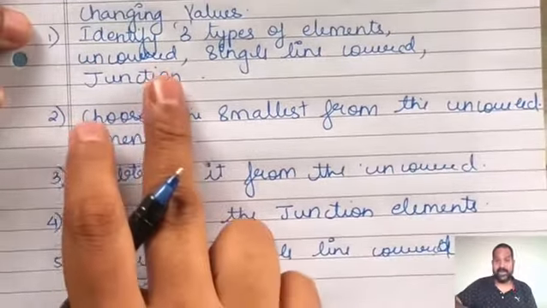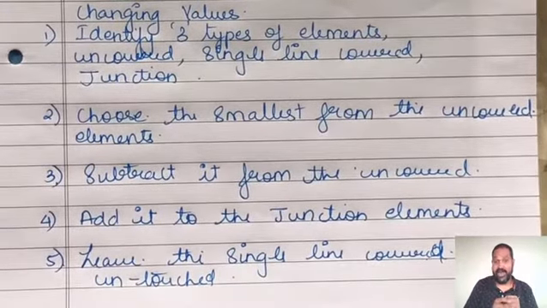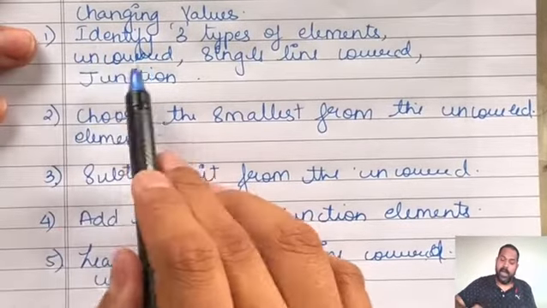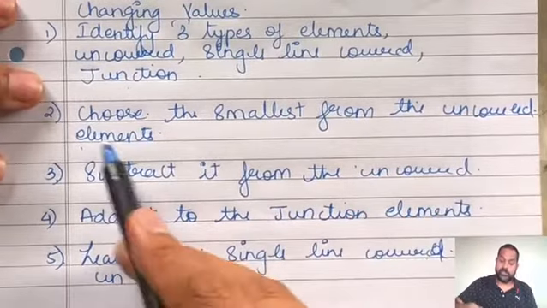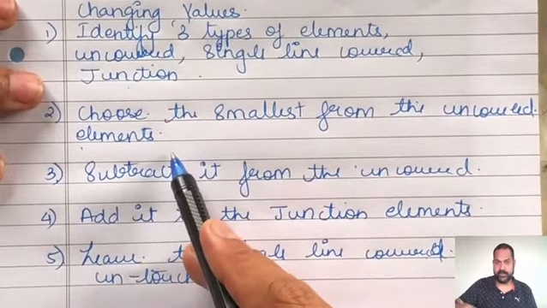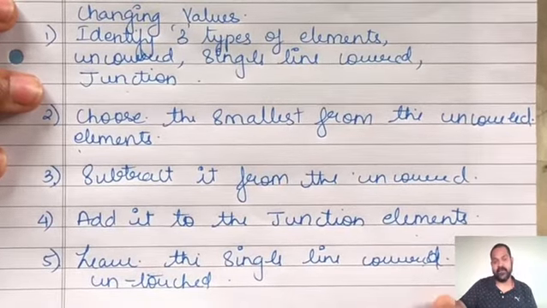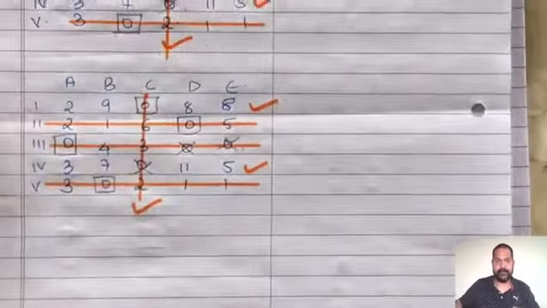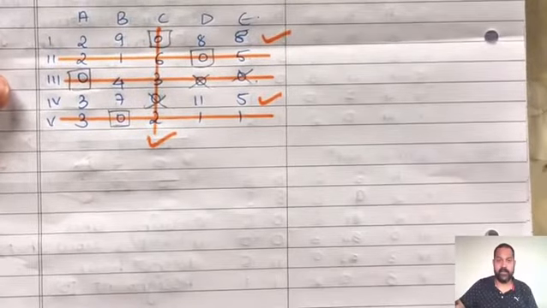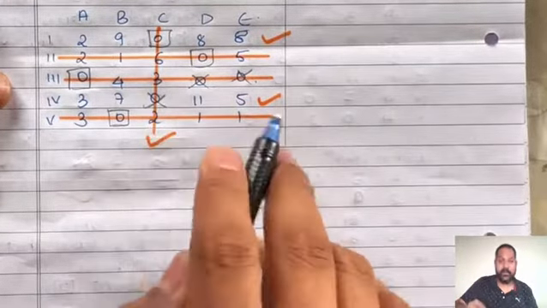So once you've drawn the lines, you will identify 3 kinds of elements in your lines. Number 1, uncovered, single line covered, and junction elements. After that, choose the smallest from the uncovered elements, subtract it from the uncovered, add it to the junction elements, and leave the single covered untouched. So let's see what we are going to do. This is my question. Is that right? 3 types of values: single covered, junction, and uncovered.